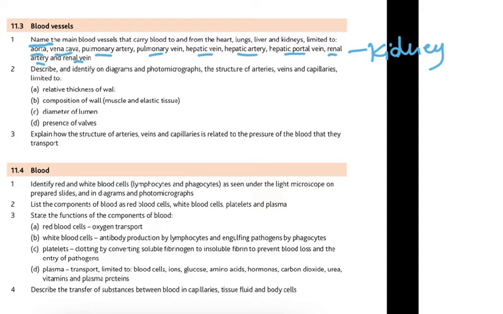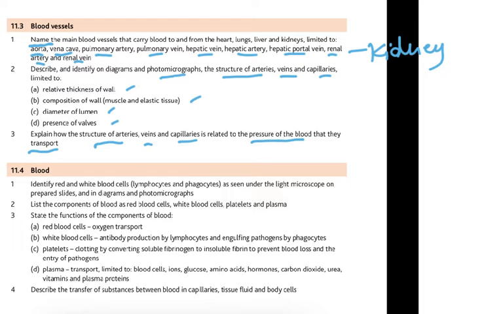Then describe and identify on diagrams and photomicrographs the structure of arteries, veins, and capillaries: the relative thickness of the wall, the composition of the wall, which is made up of muscle and elastic tissue, the diameter of the lumen, and the presence of valves. Then explain how the structure of the arteries is related to the pressure of the blood that they transport. So pressure of the arteries, pressure of the veins, and pressure of the capillaries. So basically how the structure is adapted for its function.